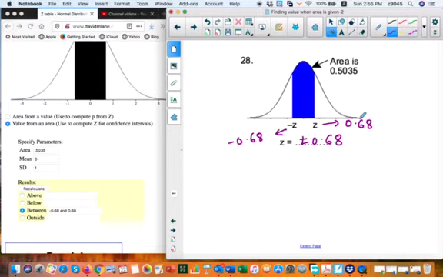This is how we find the z-scores when the area between the two z-scores is given. Thank you.